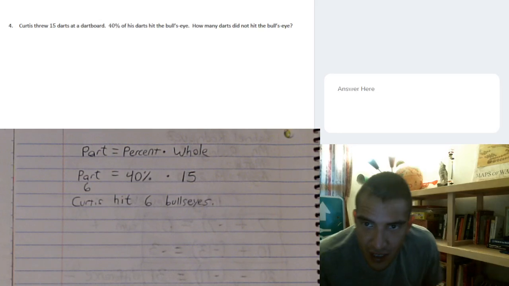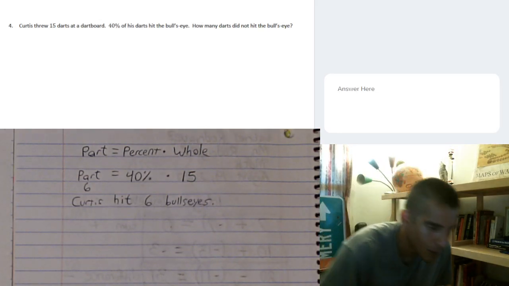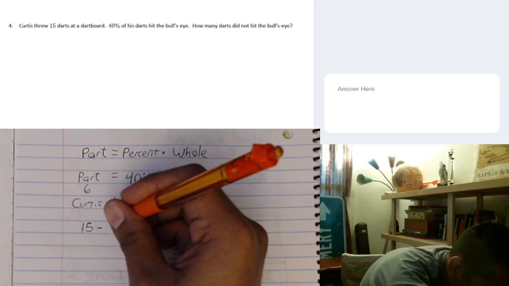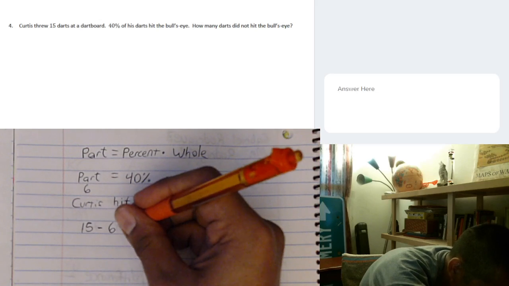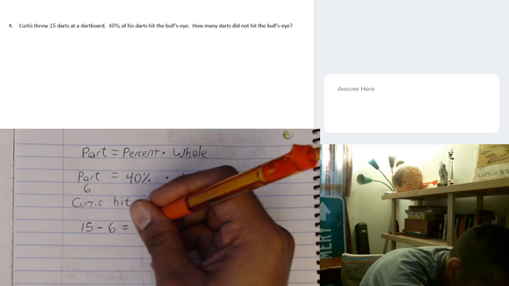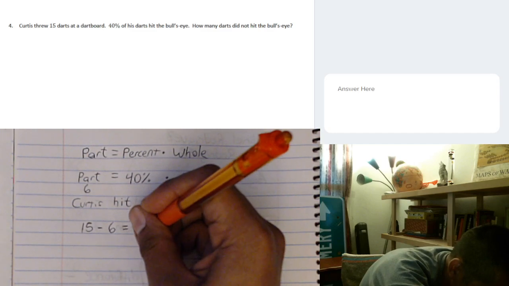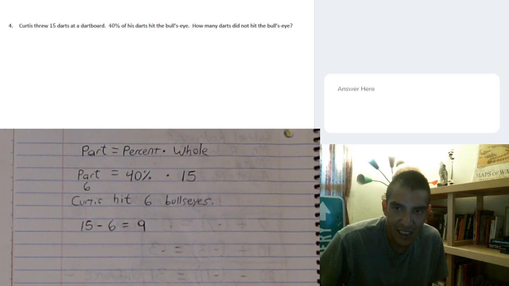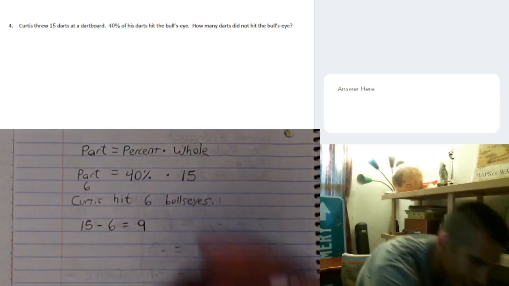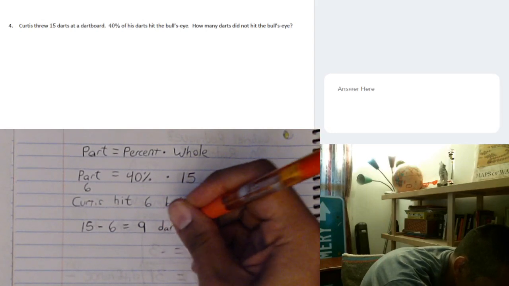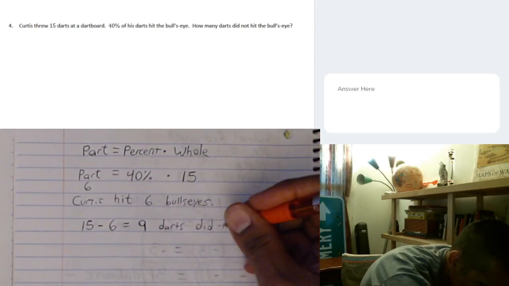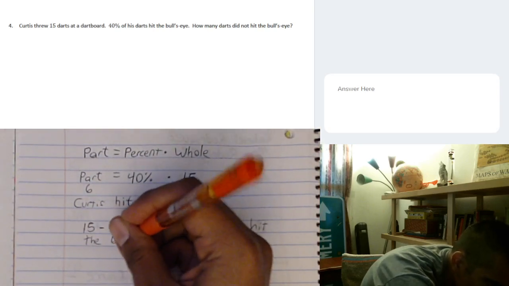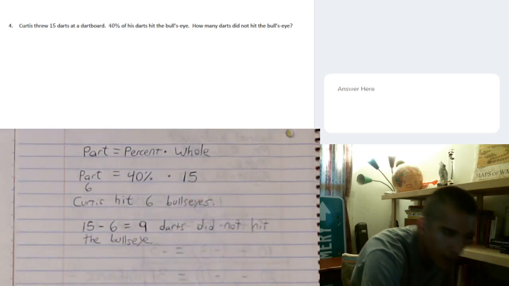The question is, how many darts did not hit the bullseye? Well, what we're going to do is take the 15 darts that he threw. We're going to take away the bullseyes that he hit. And what's left over, 15 minus 6, that's 9. So Curtis hit 6 bullseyes, and 9 did not hit the bullseye. So 9 darts did not hit the bullseye.